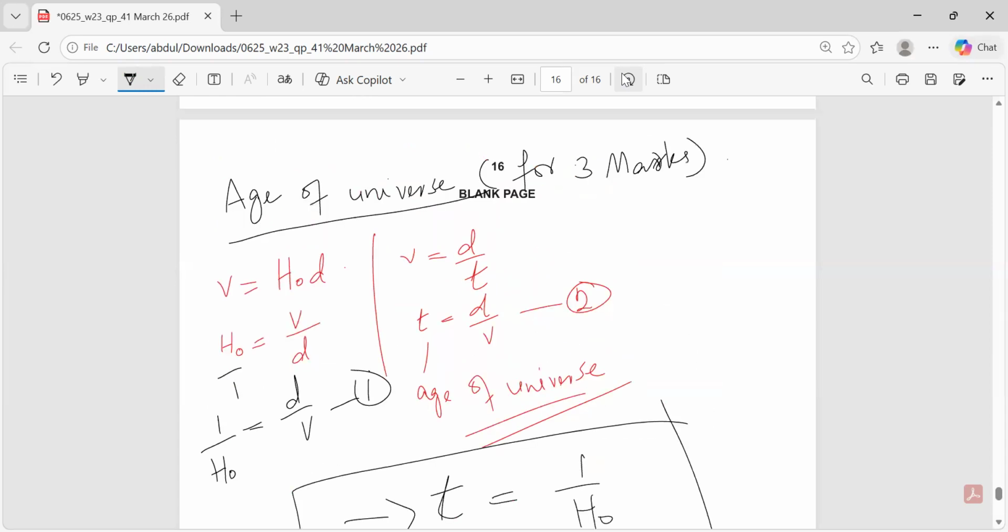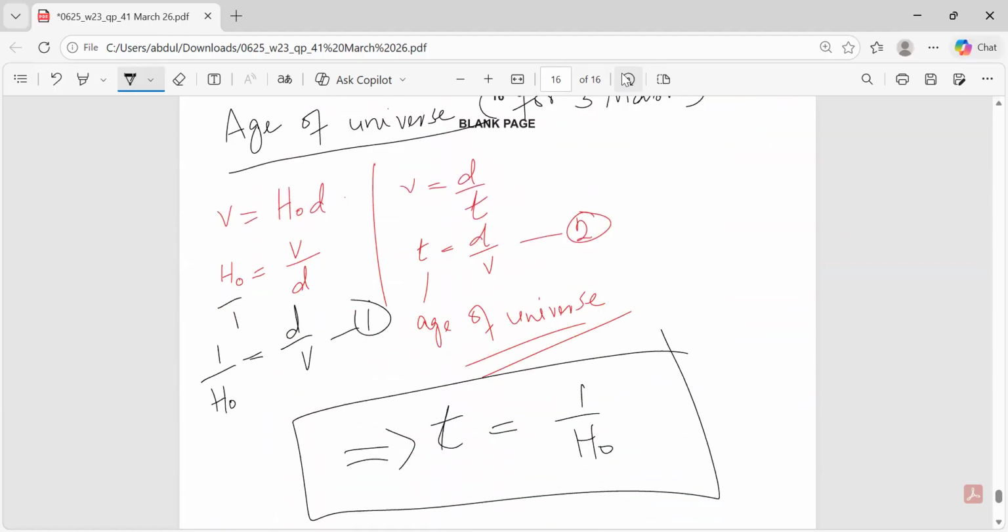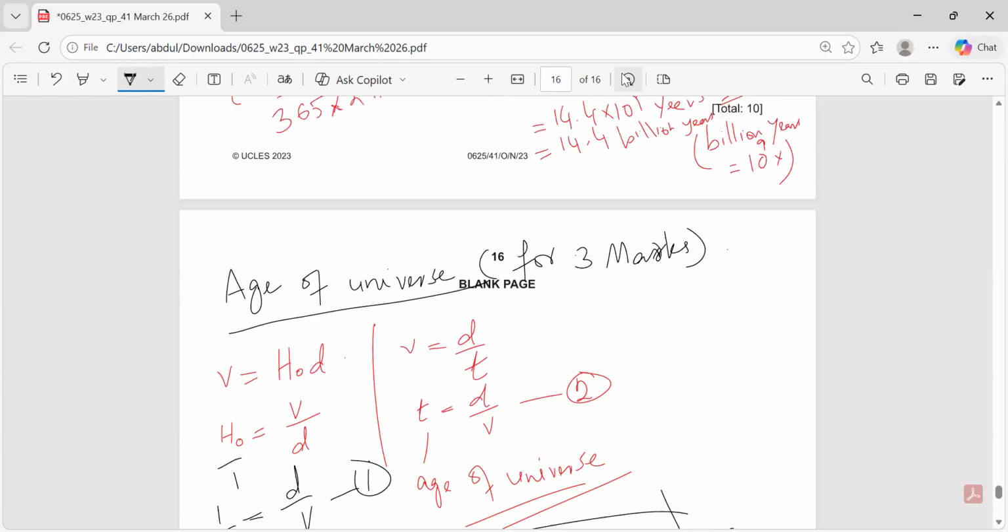And that's it, because it was only 2 marks. And also we were supposed to give the answer in years. So no need to write all this detail. But if it is for 3 marks and you have to write the answer in seconds, with no further conversion, then it is okay, 2 marks. But if you have to answer it for 3 marks or sometimes more, then show the examiner first how you got the time, which is 1 over h naught, and then write the answer, put the values and get the answer.